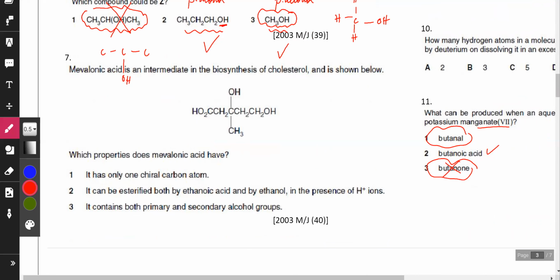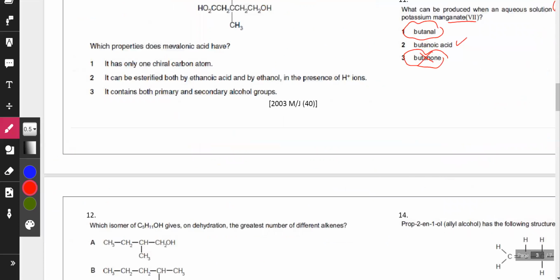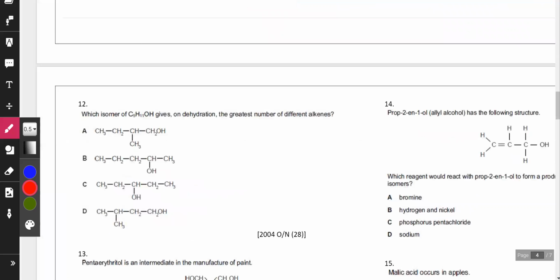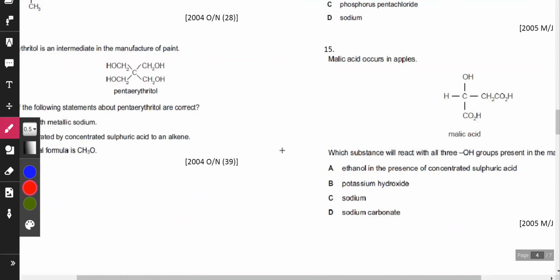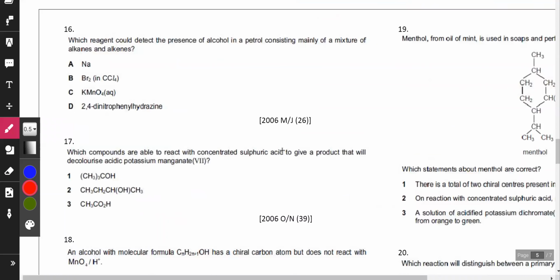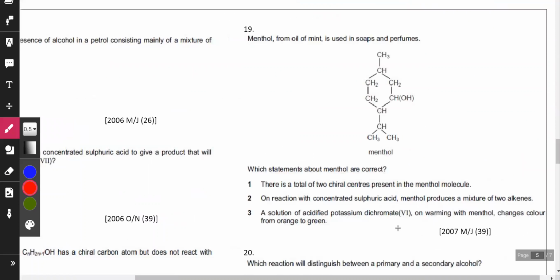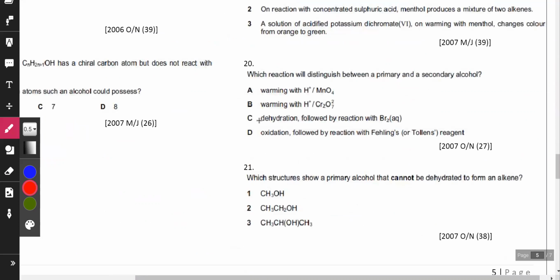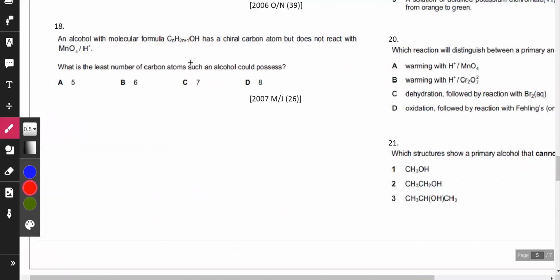Then you have questions about oxidation. We're running out of questions related to oxidation. Just a second. So let's talk about this question now.